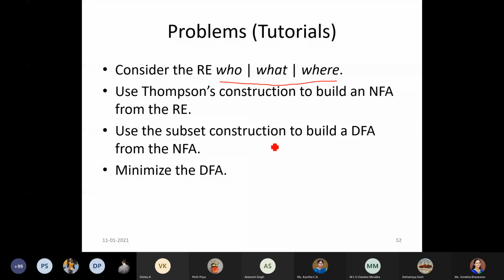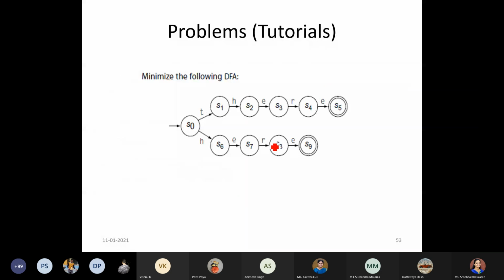One more example is given directly as the DFA. You have to minimize it.